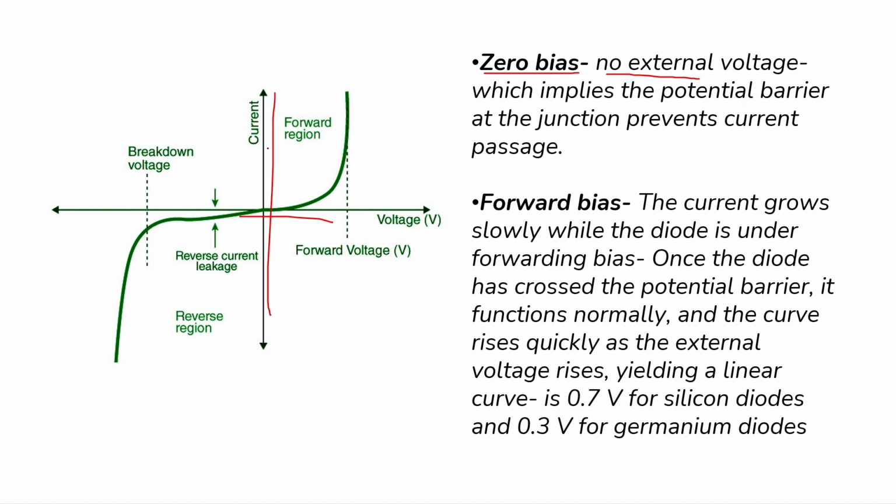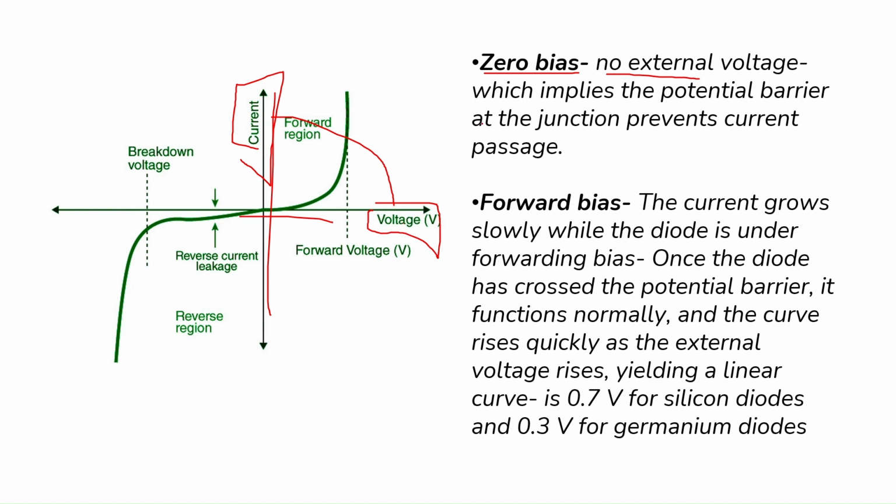Why are we taking voltage on the x-axis and current on the y-axis? Generally the parameter which is taken on the y-axis should be dependent on the parameter that is plotted on the x-axis. The amount of current that flows through the PN junction diode depends on the voltage that is supplied across the PN junction diode. The parameter on the y-axis is dependent on the parameter on the x-axis.